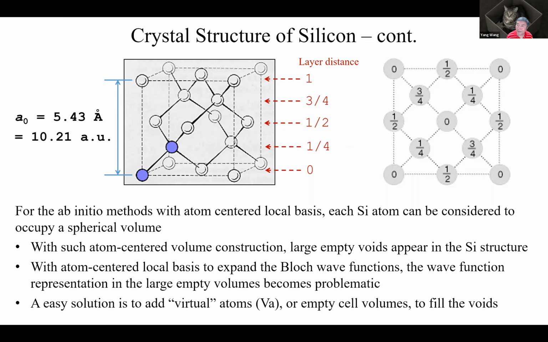We just create a so-called virtual atom, of course with Z equal to 0. We treat it as an atom, just like other atoms, and establish a local basis for it. So the wave function in those regions will be expanded by the local atom-centered basis, and the whole space will be better represented by those basis functions. That's the idea, and people have done that in local basis approaches.